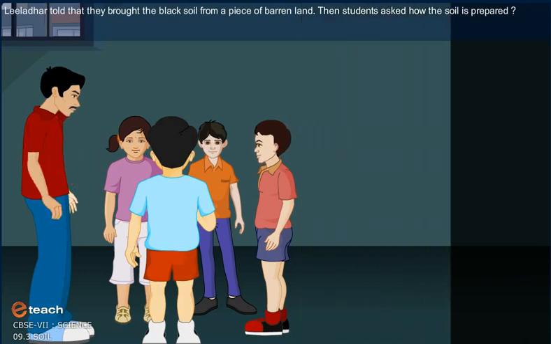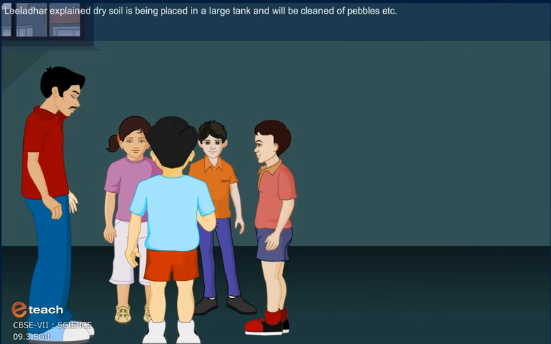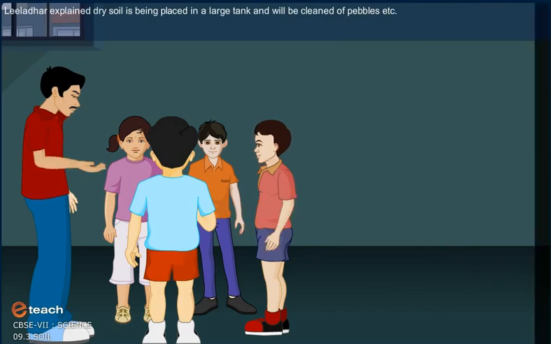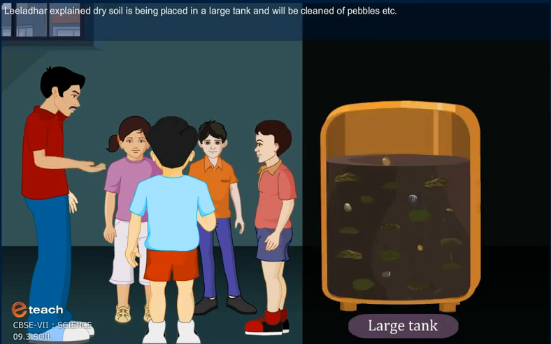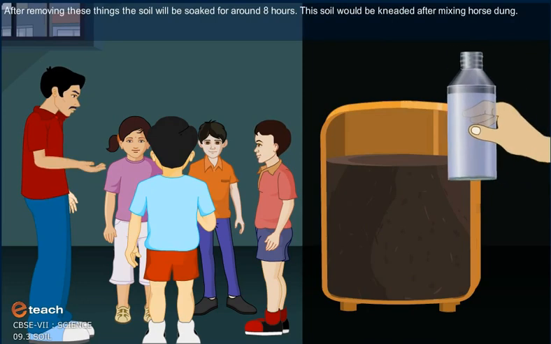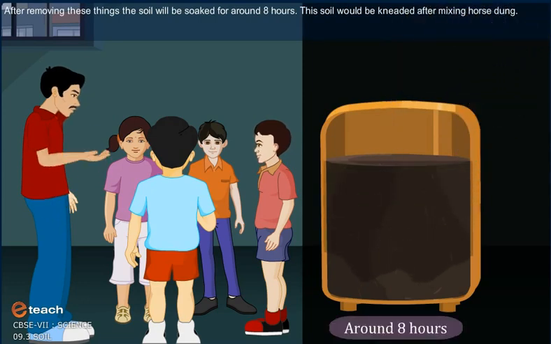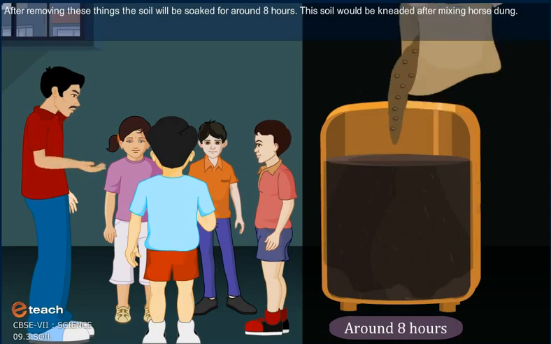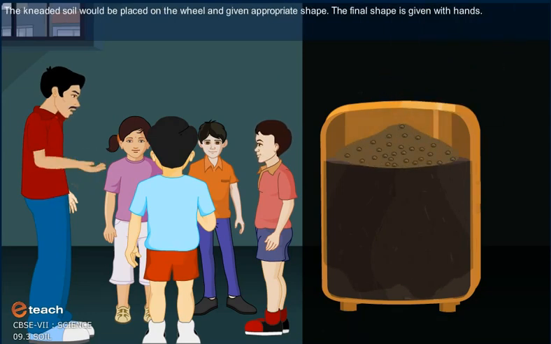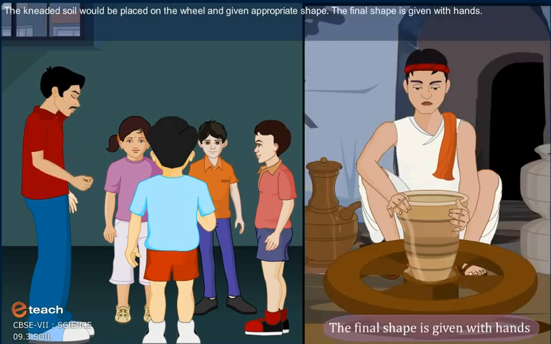Then students asked how the soil is prepared. Leeladhar explained dry soil is placed in a large tank and cleaned of pebbles, etc. After removing these things, the soil is soaked for around 8 hours. This soil is kneaded after mixing horse dung. The kneaded soil is placed on the wheel and given appropriate shape. The final shape is given with hands.